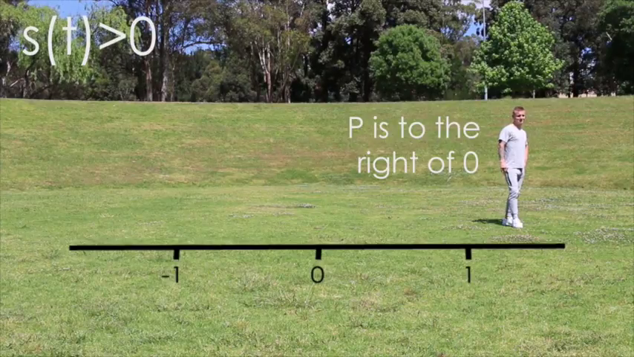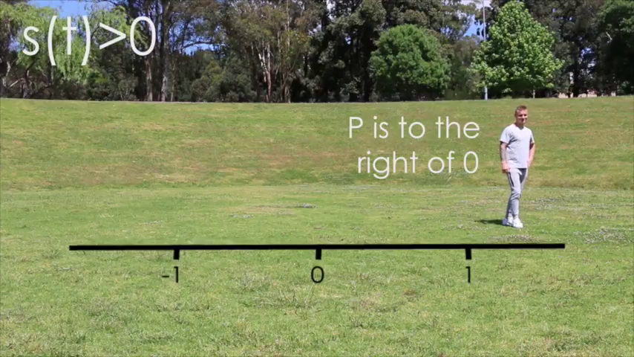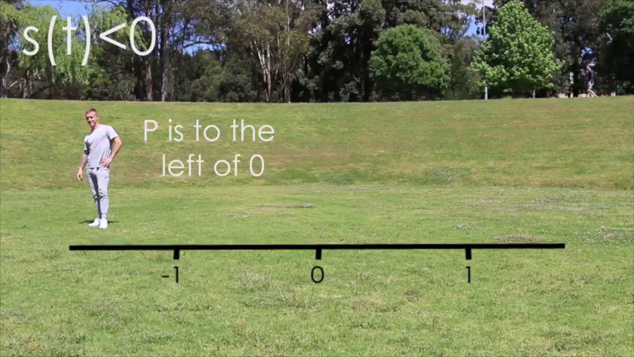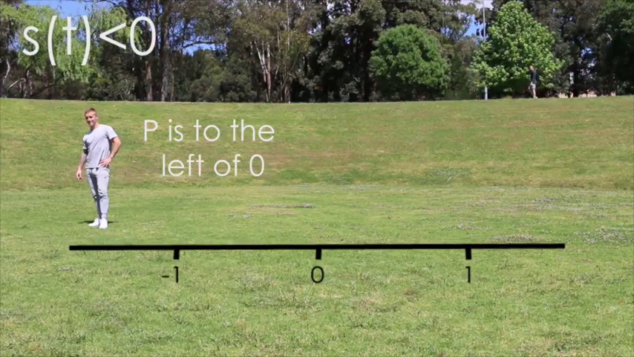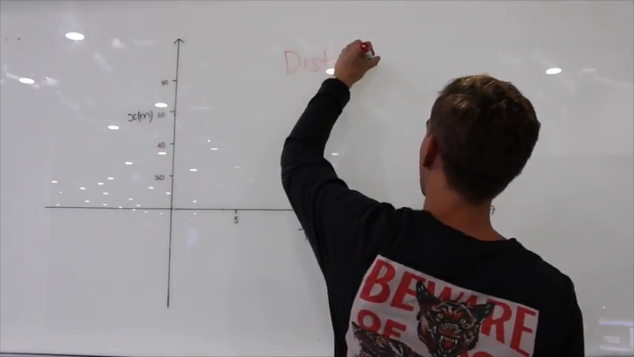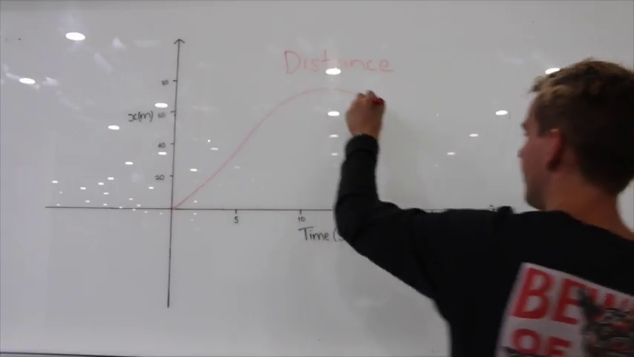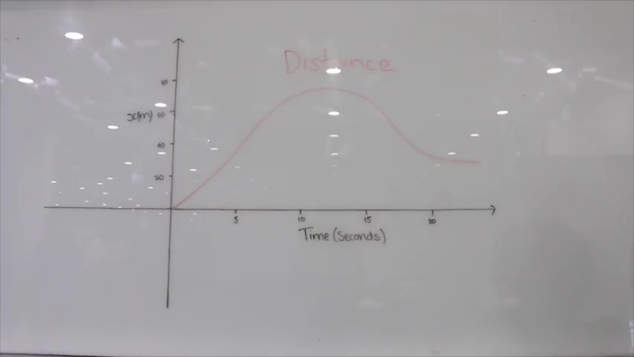Whilst s of t is greater than 0, the particle is in a positive direction, to the right of 0. As can be seen with the displacement function s of t, whilst s of t is less than 0, P is negative or to the left of 0. Presented here we have a distance graph which helps define and show the particle's movement as it moves away from the origin in relation to time.